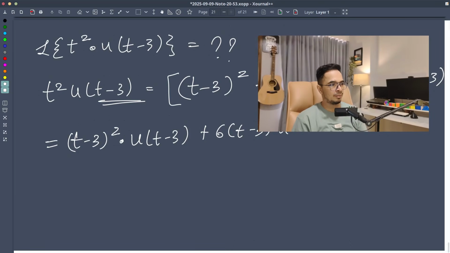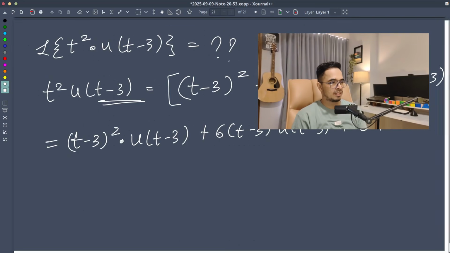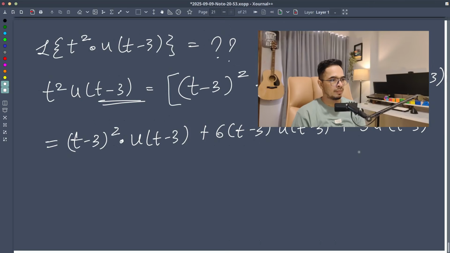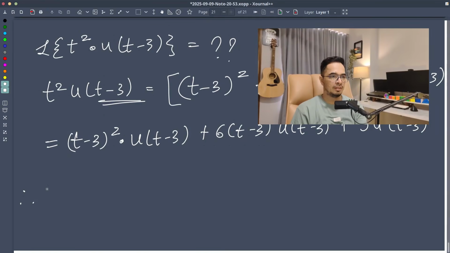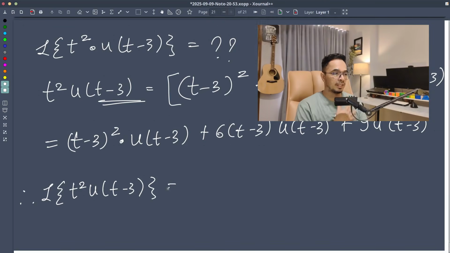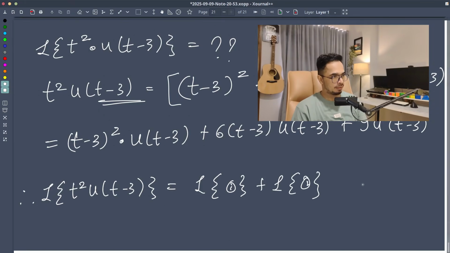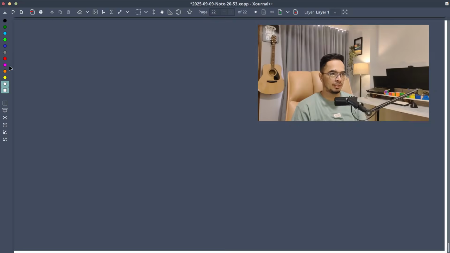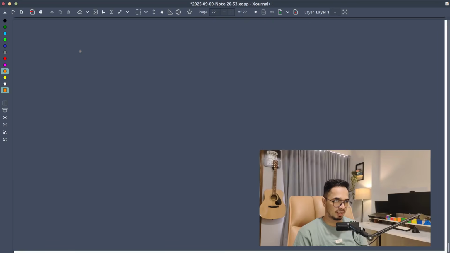So if you look at the equation now, the Laplace transform of t square u of t minus 3, I get three sub-functions whose Laplace transforms I need to find. So let us again look at this individually. The Laplace transform of t square into u of t minus 3, this is what we are intending to find. I have done all the calculations beforehand. You can do it individually, and this is what you should get at the end.